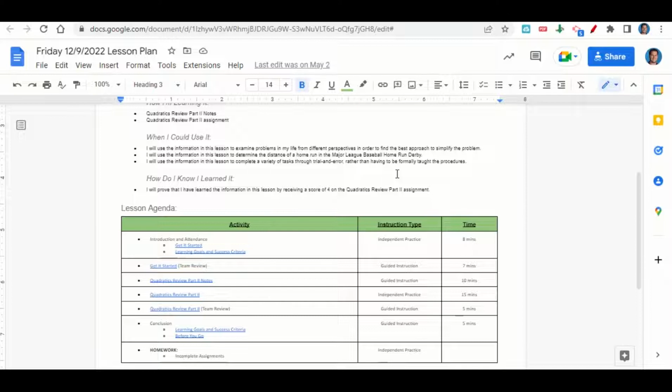After that, we'll go over the Quadratics Review Part 2 notes, and then I'll give you time to complete the Quadratics Review Part 2 assignment. Once you've completed your assignment, we'll go over it together and answer any questions that you may have. At the end of class, we'll go back over our learning goals and success criteria while you fill out your Before You Go. Your only homework for tonight is to work on any incomplete assignments that you may have.